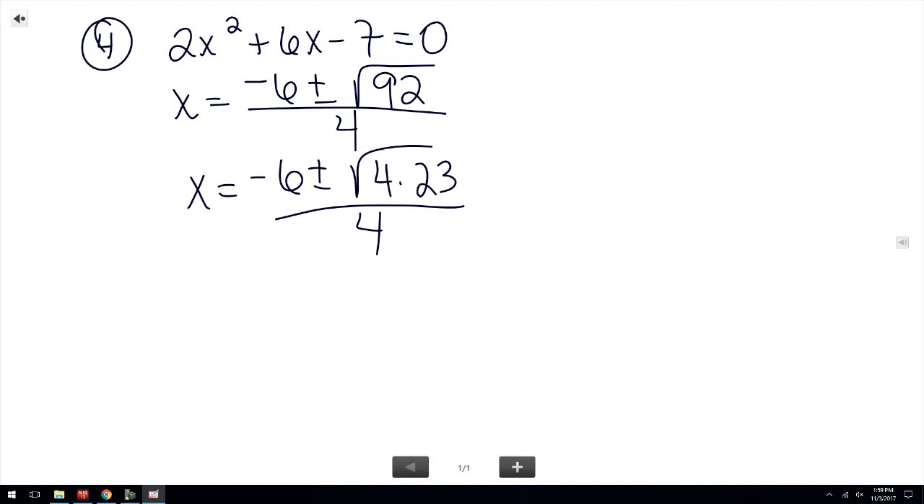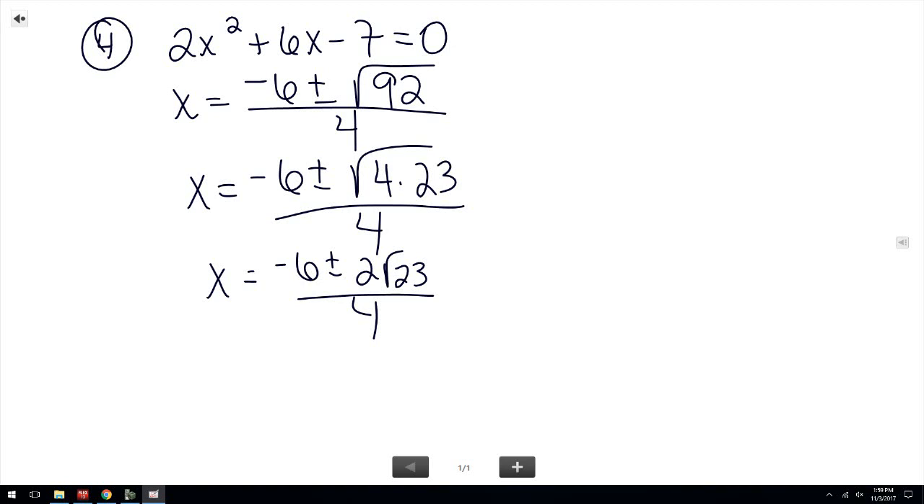What's the square root of 4? 2. But I'm not done. Oh no, like this. Oh my goodness. It's not hard, it's just what steps. Notice anything?